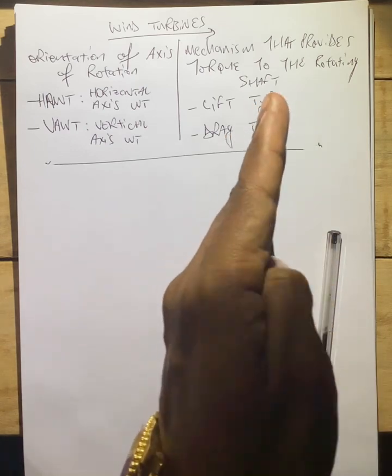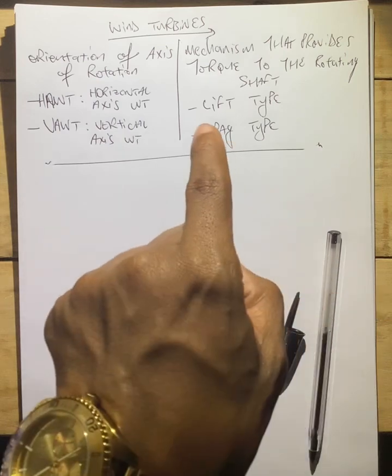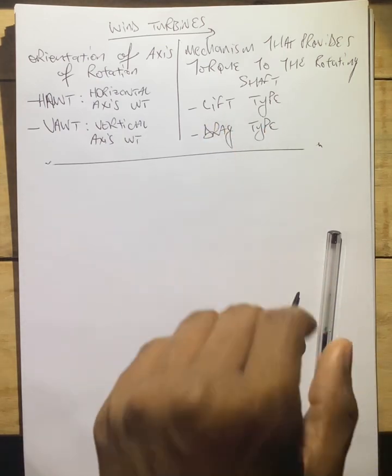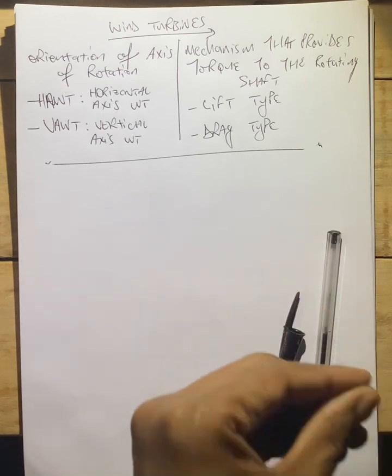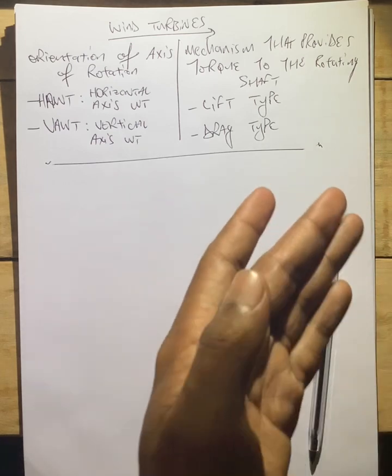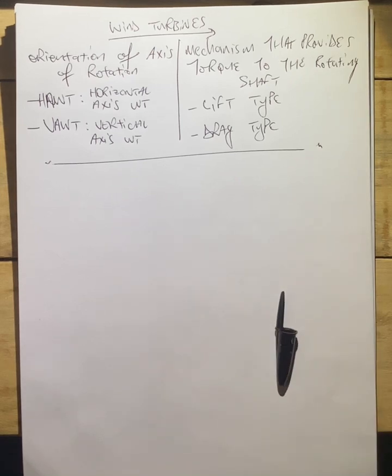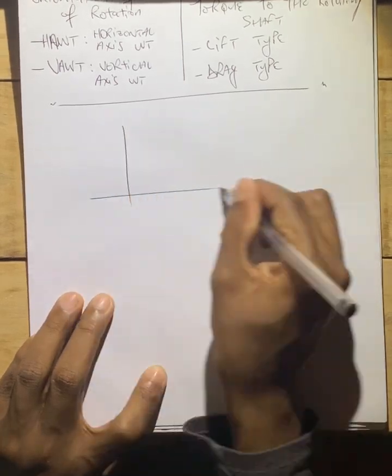And when we refer to the mechanism that provides torque to the rotating shaft, we normally look at it as lift type or drag type. When we say lift type, drag type, it is speaking to the mechanism that provides torque to the rotating shaft. With that being said, there's just one last thing that we also have to touch on. What is this other thing?